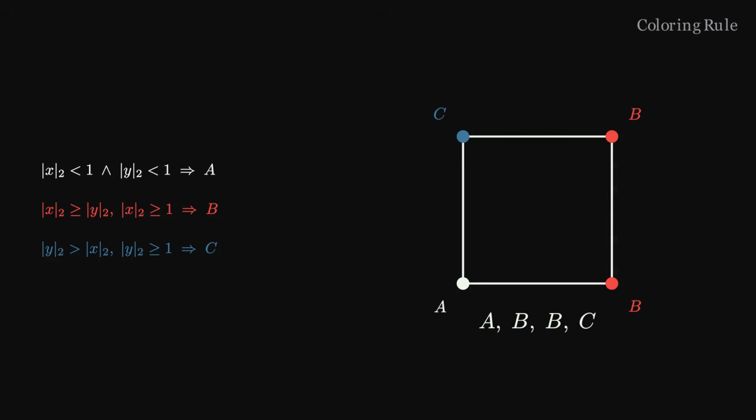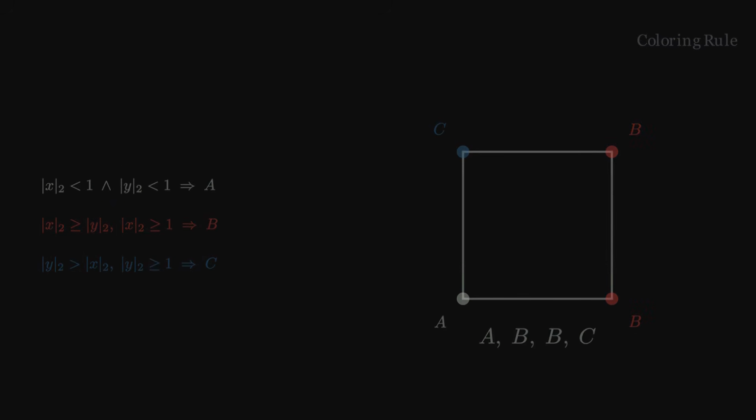Now look at each edge. The bottom edge connects A to B, so only A and B appear there. The left edge connects A to C, so only A and C. The top edge connects B to C. The right edge connects B to C. Every edge sees exactly two colors, and every corner combines the two edges meeting at it. Sperner's setup. Exactly. Now the decisive step.